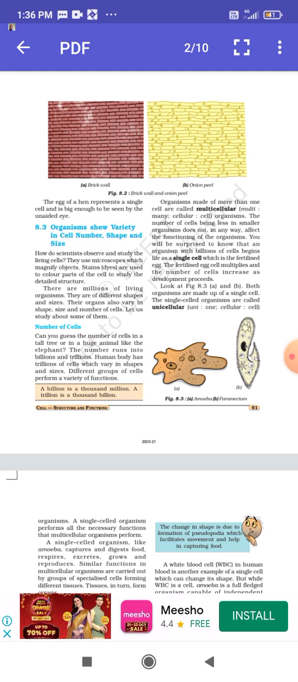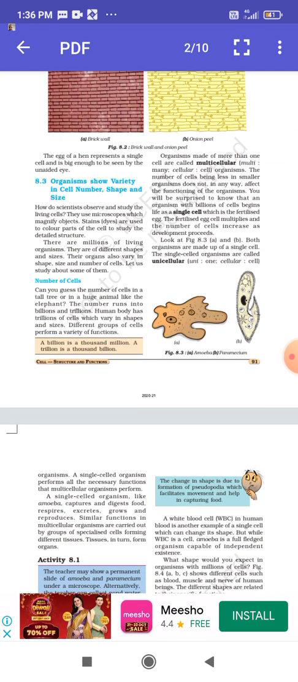You can see a similarity between both, है ना? Now come to the next, 8.3. Organisms show variety in the cell number, shape and size. How do scientists observe and study the living cells? They use microscopes which magnify objects. Stains or dyes are used to color parts of the cells to study the detailed structure.